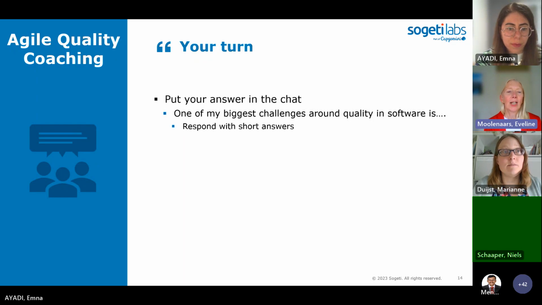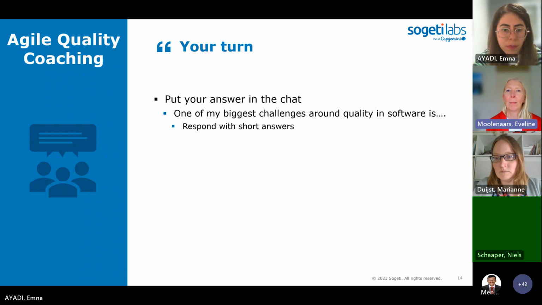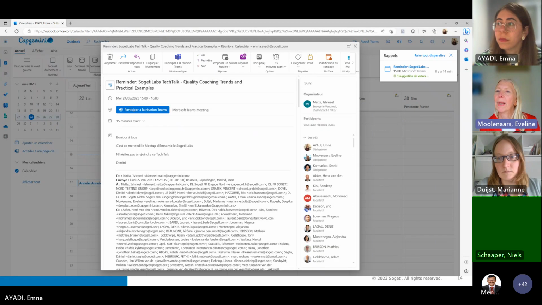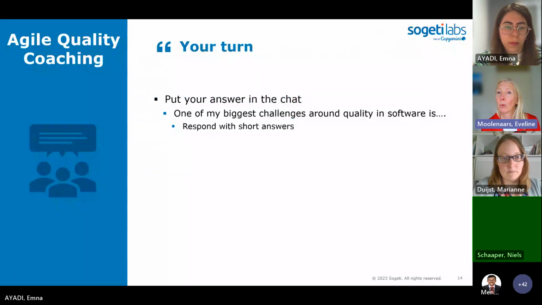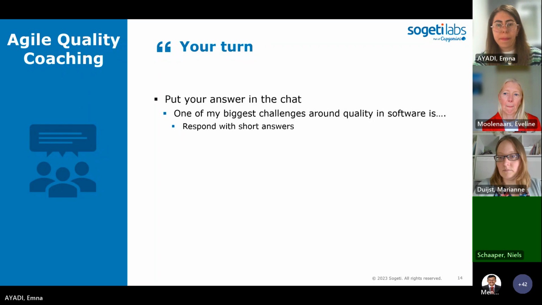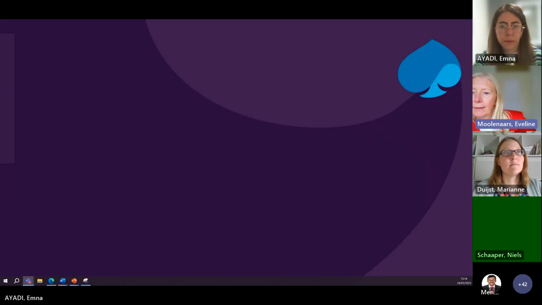So we're going into the challenges for Agile quality coaching, because of course the theory and the ideas are always really nice, but practice is a bit harder, as we all might have noticed. So could you put into the chat, in a really short answer, in a few words, what is your biggest challenge at this moment around quality in software? Just put it in the chat, and we'll see what people can come up with. So short answers in the chat.